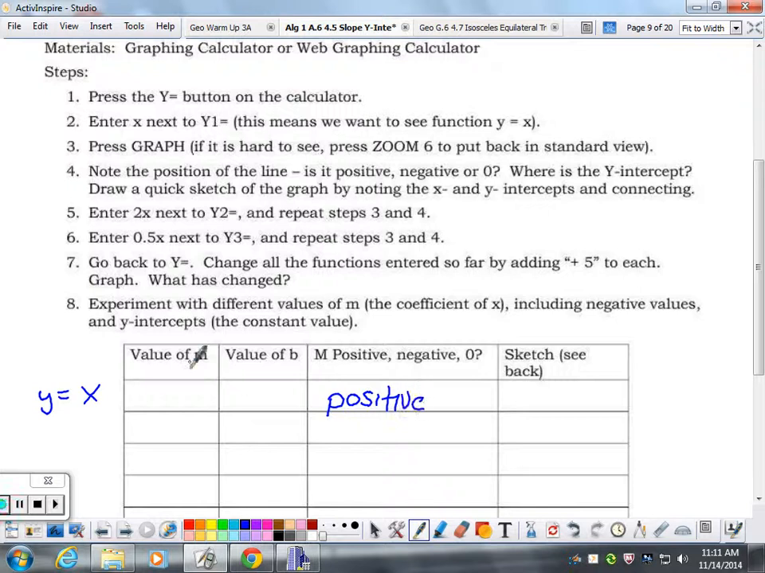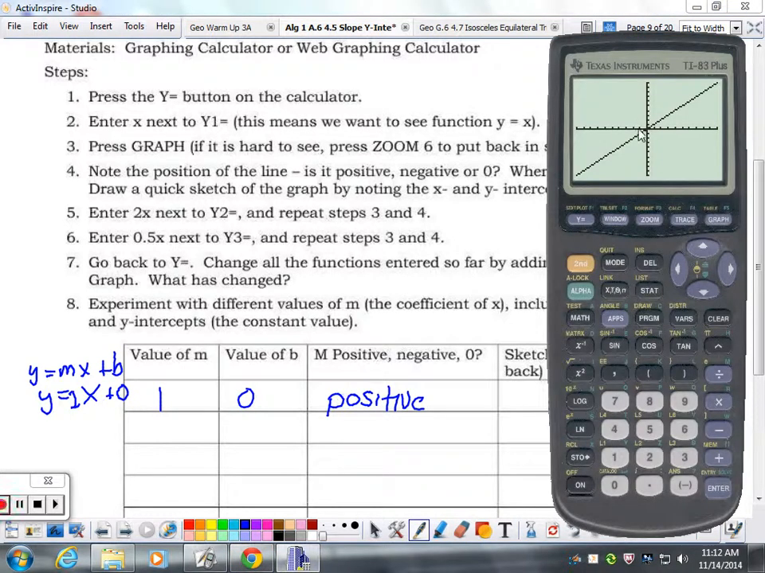Now let's think about what the value of m and b is. How does this compare to y equals mx plus b? What's m? 1. M is 1. Yeah, the slope. There's an invisible 1 in front. Your slope is 1. What's b? What's the y-intercept? Yeah, 0, because that's a 1x plus a 0. And this is the y-intercept, right? Let's look at the graph. Is the y-intercept 0?